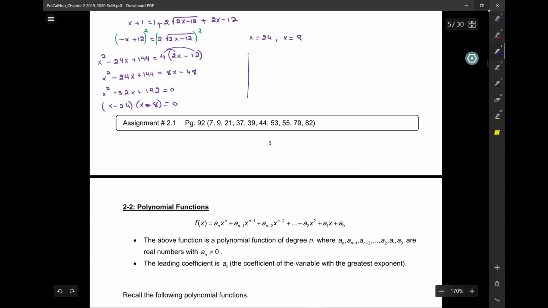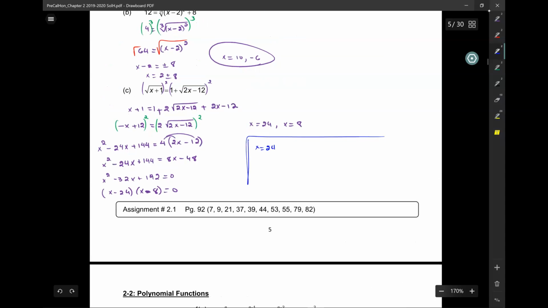Now you have to check. So if you check x equals 24, I'm going to put it in this first one. I get the square root of 25 on one side. Is that equal to the square root of 48 minus 12? It's not. So that one doesn't work. So we throw it away. But this one does work. So we keep it. Yeah, I checked it and it worked. Okay.